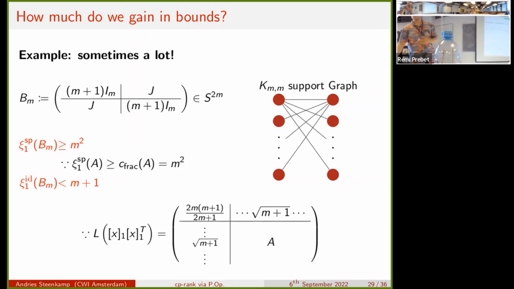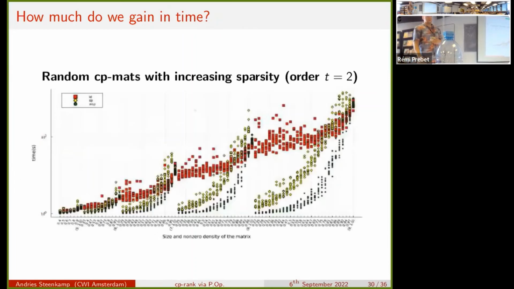Now that handles the bound. Now, what about time? Usually sparsity is for time. So I'll show you a plot. The y-axis is time. This is 1 second. I think this is 100 seconds. On the x-axis, I have both matrix size and a quantity I call non-zero density. Non-zero density is the number of non-zero entries above the diagonal divided by the possible number of entries that you can set to zero.